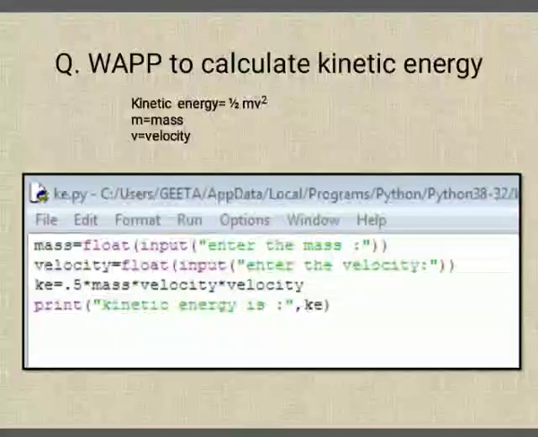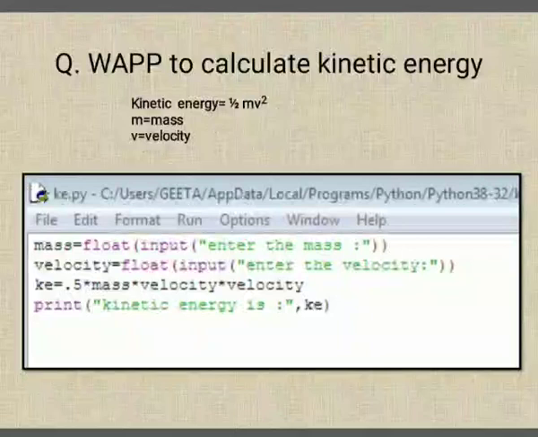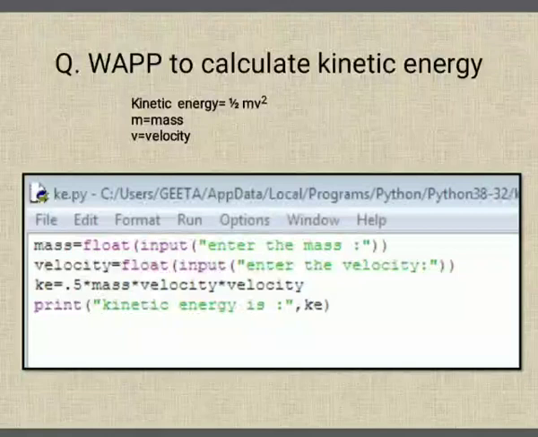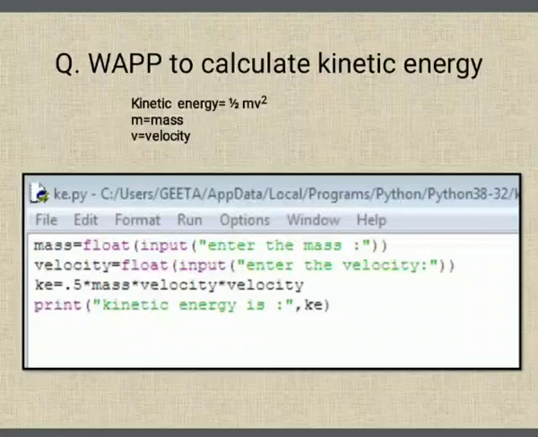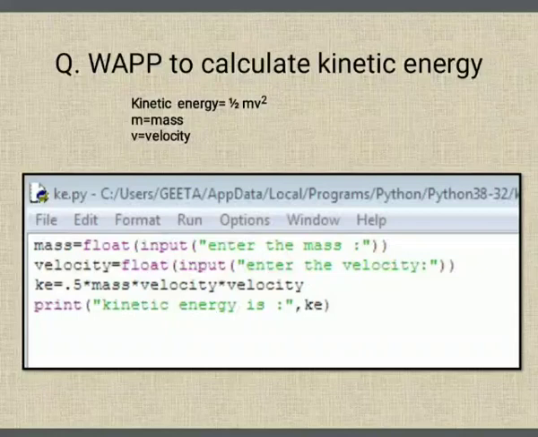So today let us continue with the Python programming. We are going to do a Python program to calculate kinetic energy. We all know the formula for kinetic energy. It is half mv square. It means half into m into v.